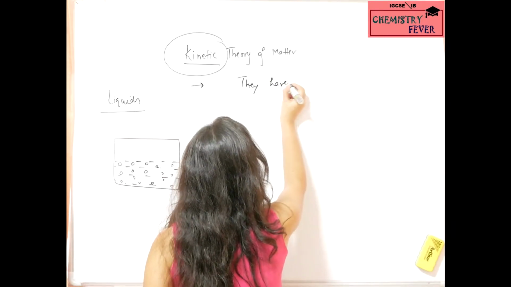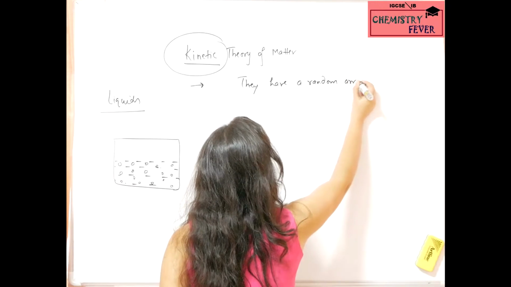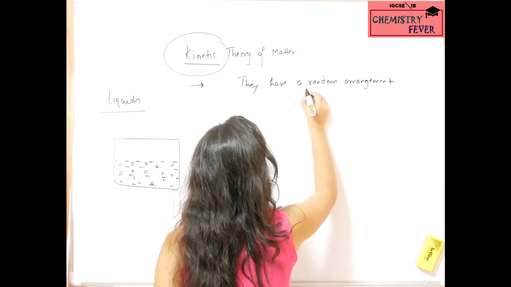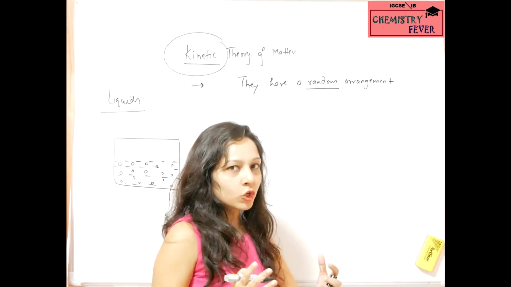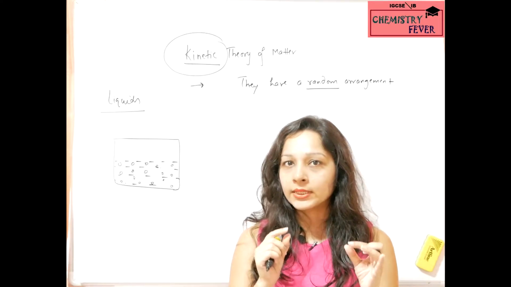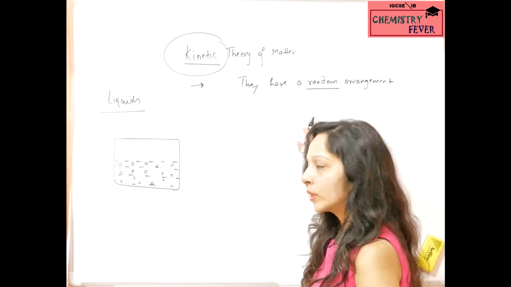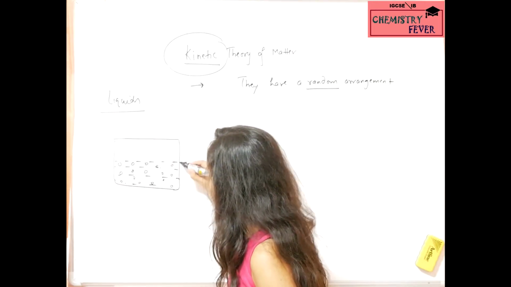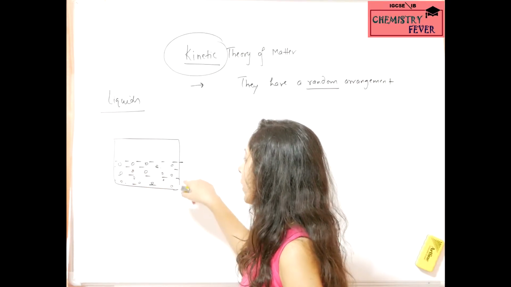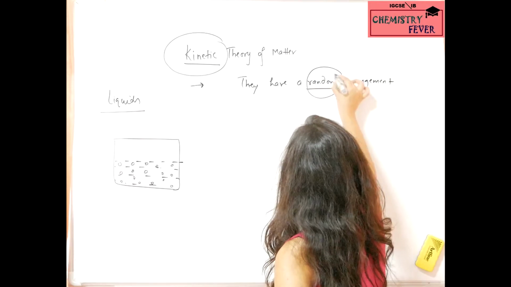Random arrangement. As we saw in case of solids, the arrangement was regular. It means the particles were occupying a certain position. That cannot happen in liquids. If this is the margin of the liquid, the molecules or particles can move anywhere in this prescribed volume, right? So it means they have a random arrangement.